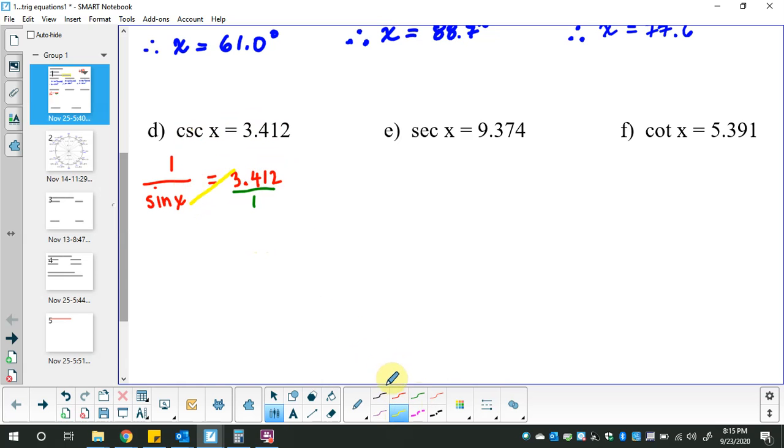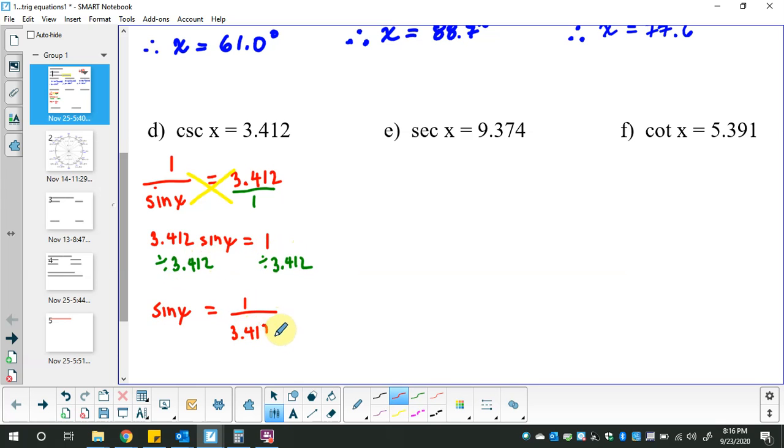So that's 3.412 times sine x equals, cross in the other direction, 1 times 1 is 1. Divide both sides by 3.412, so we end up having sine x is equal to 1 over 3.412.